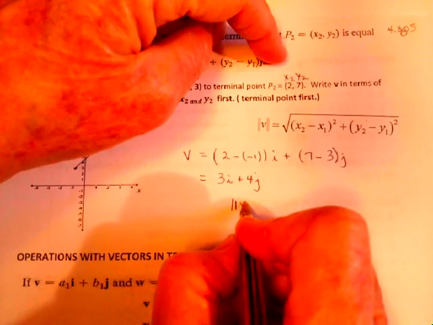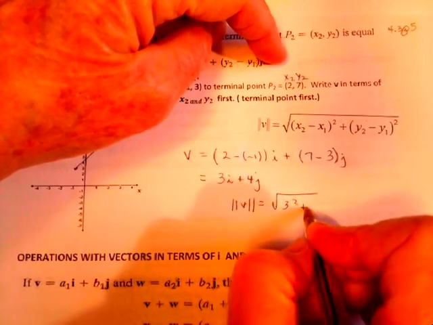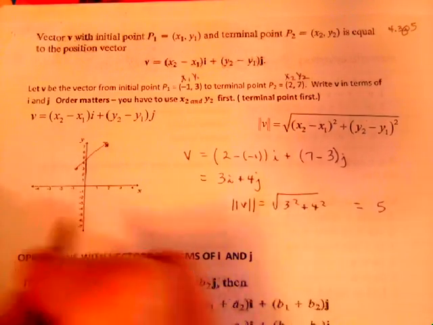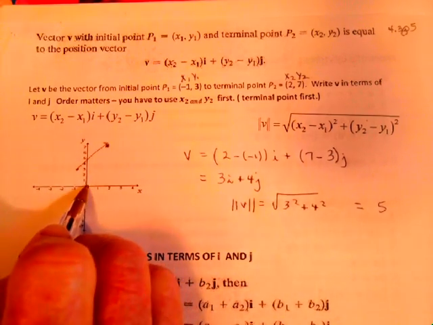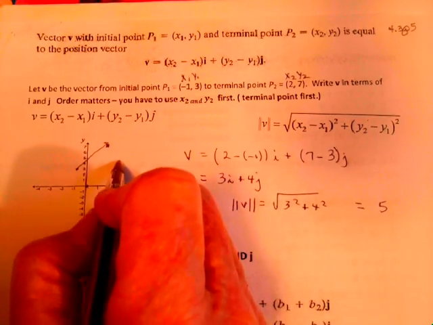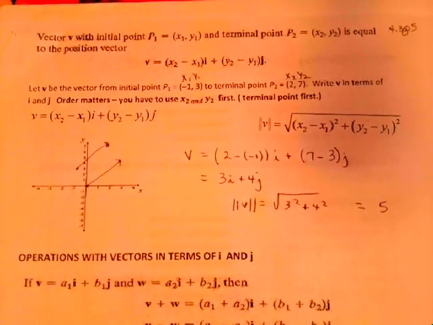The magnitude of v is the square root of 3 squared plus 4 squared, which is 5. That says draw this in standard position with the initial point on the origin, go over 3, up 4, and there we have it.